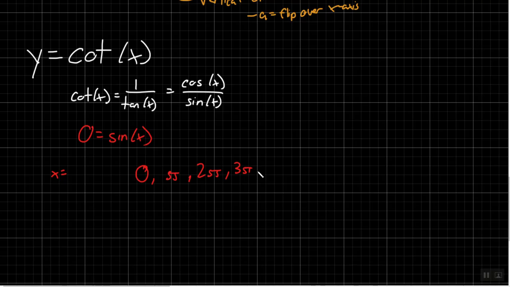What's the point of doing that? Why are we naming that? Naming what? We're graphing them? 0, pi, 2 pi, 3 pi. Because these are vertical asymptotes.